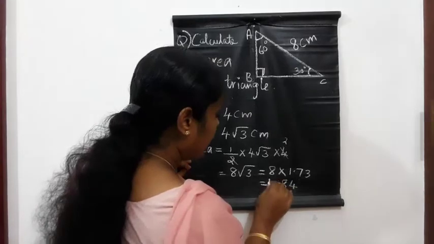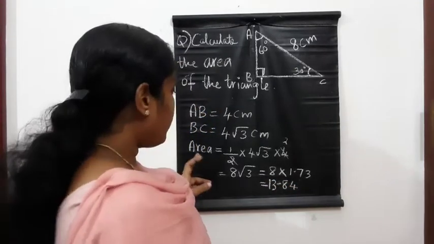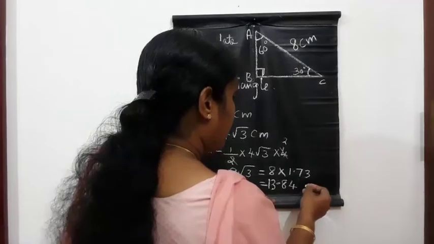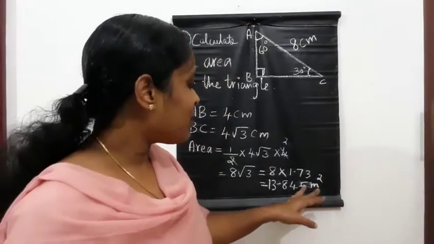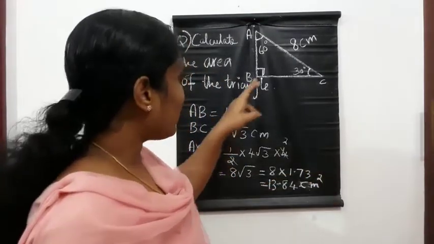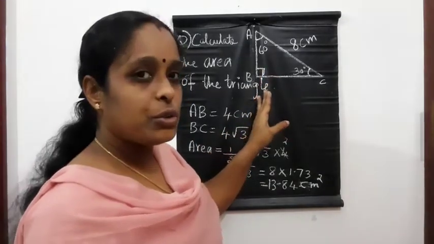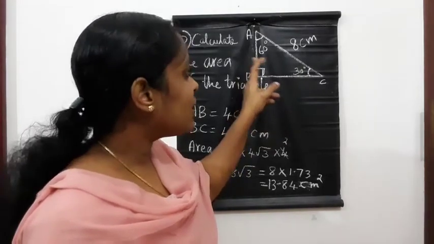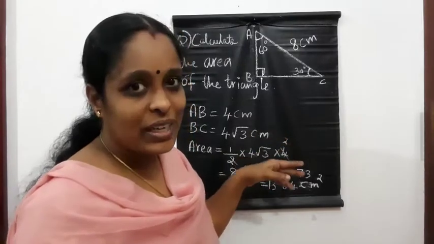that is 13.84. Therefore, area is equal to 13.84 centimeters square. 13.84 centimeters square is the area of this triangle. Here, you should learn how we are finding the length of other two sides of this triangle. That is important here.